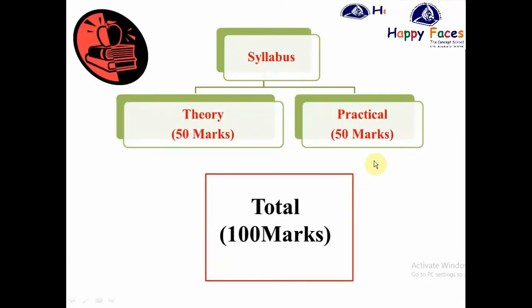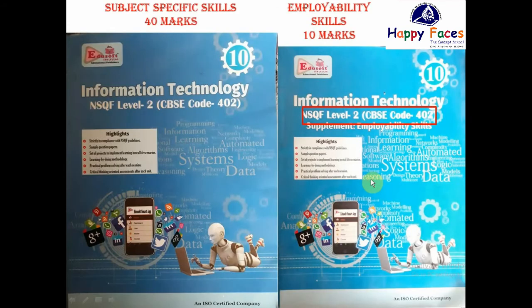The syllabus of ICT is basically divided into two parts. First is the theory for 50 marks and second is the practical for 50 marks. The total weightage of the subject is 100 marks. These are the cover photos of the two books provided to you by the school. The first is the subject specific skill and the second is the employability skills.